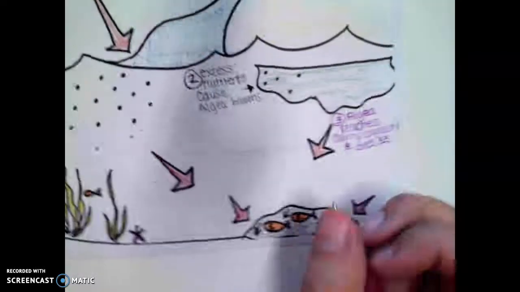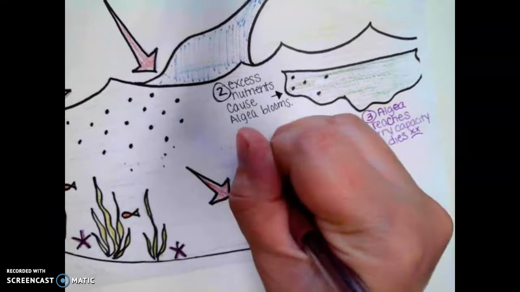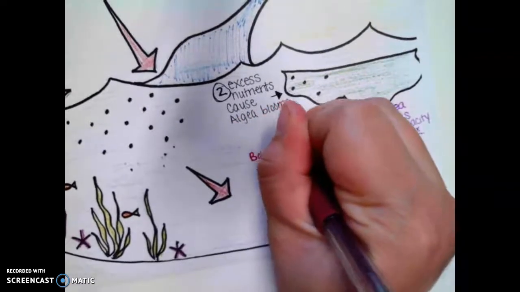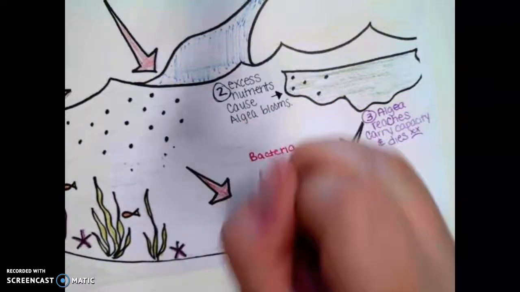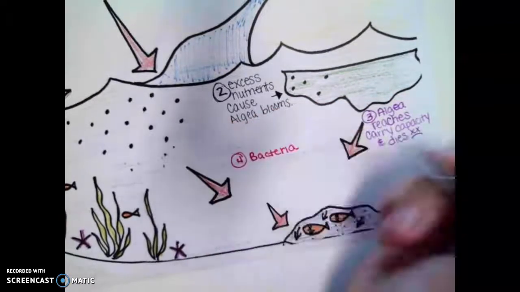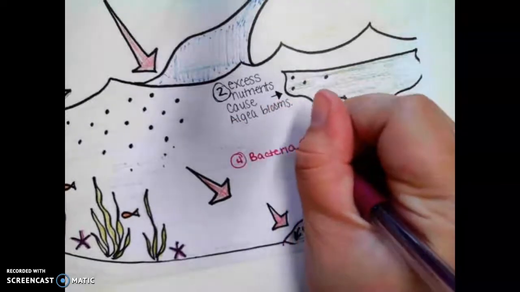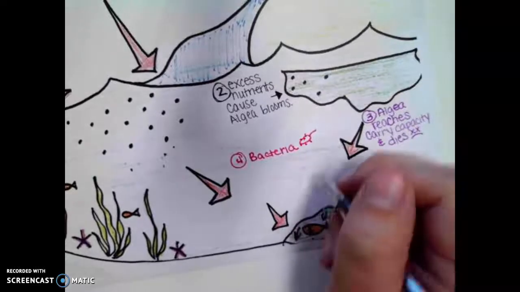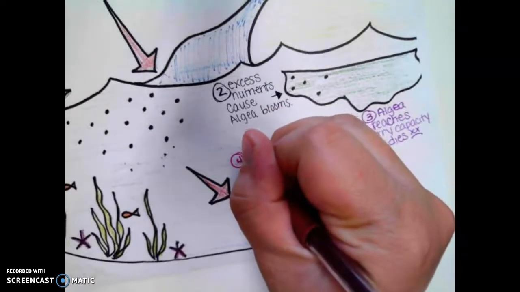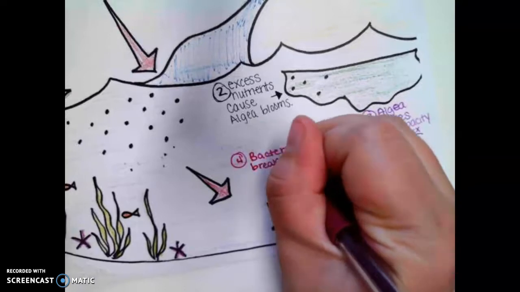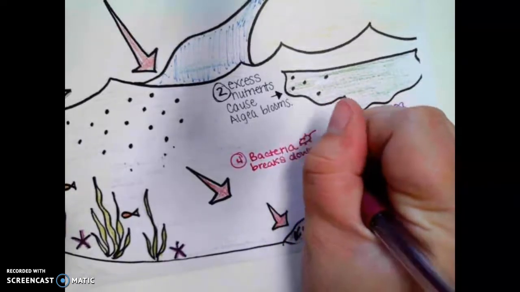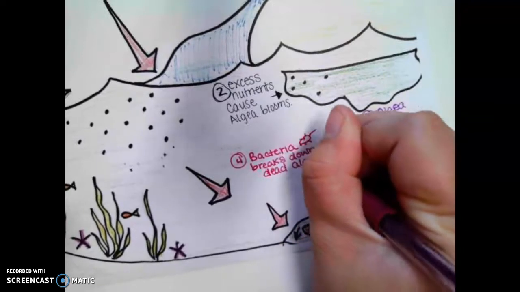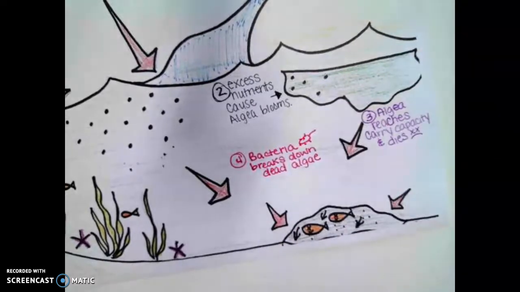So my dead algae attracts our breaker downers, our decomposers, one of which is bacteria. So bacteria enters the system. Number 4. We'll draw a little bacteria. And actually, a lot of little bacteria enter the system. So the bacteria breaks down dead algae. That's step number 4.